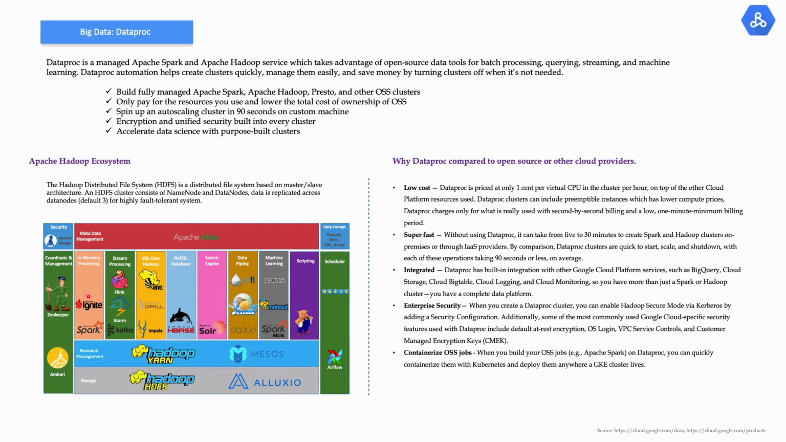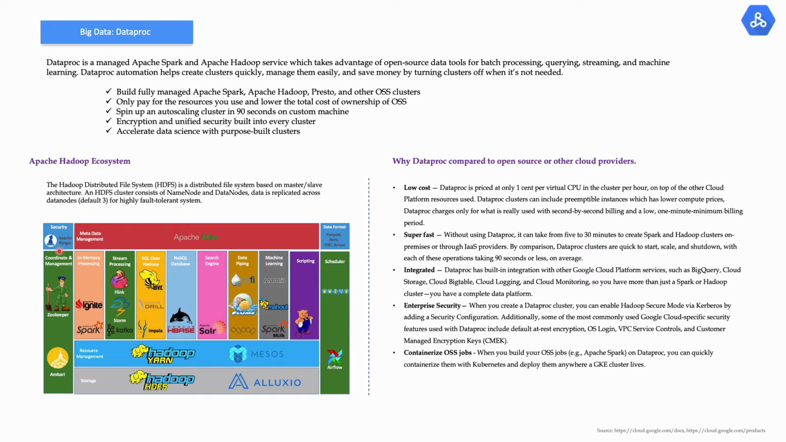Then you have different capabilities in terms of what type of data needs to be processed. For in-memory processing, Spark; stream processing, Flink, Storm, Kafka; SQL over Hadoop, Hive, Drill, Impala; NoSQL database, HBase; search engine, Solr; data piping, NiFi, Flume, Sqoop; machine learning, MADlib, Mahout, and Spark MLlib; scripting, Pig. And on the perimeter side, you have coordination and management, which is mostly done by ZooKeeper and Ambari.